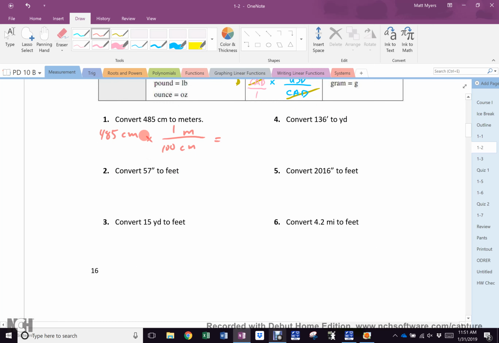What do I do with the cm and the cm? They cancel. What's left? A meter. 485 times 1 is what? 485. 1 times 100 is 100. And then you just do that last little bit. This one we can do in our heads, but we won't always be able to do it in our heads. So this answer is, of course, what we already knew to be 4.85 meters.